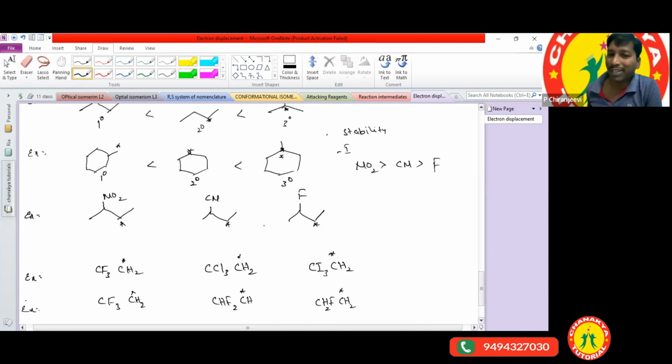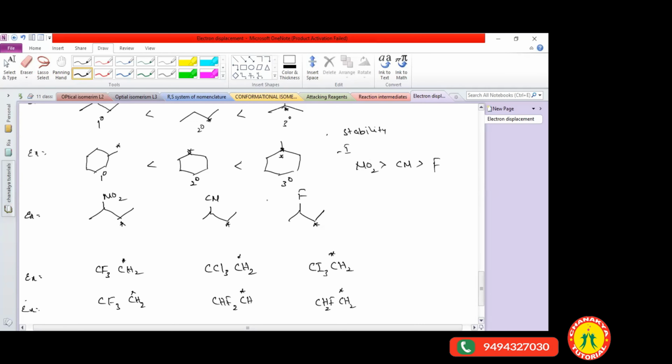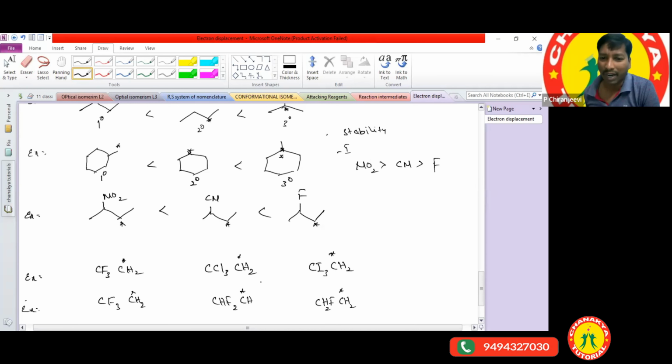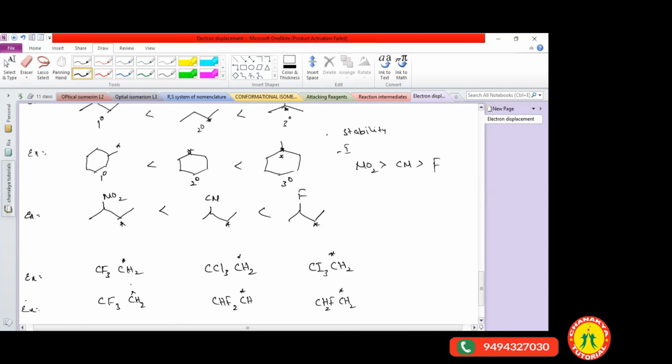So as per that, which one is the more stable? The third one is more stable than the second one, than the first one. Very good, Aditi. Now you got the clarity. So the third one is more stable than the second one, and the first one is the least stable. Very good one. Next, last one.